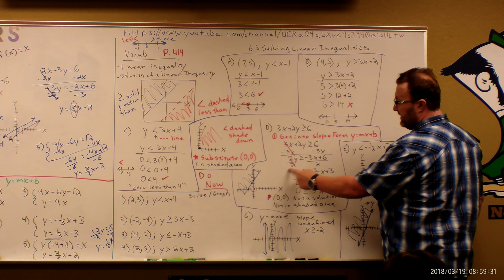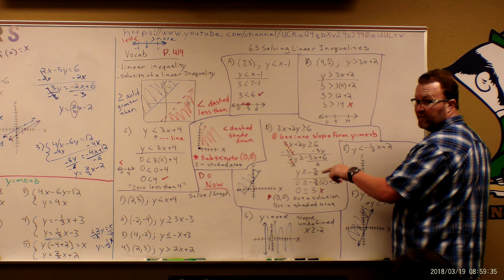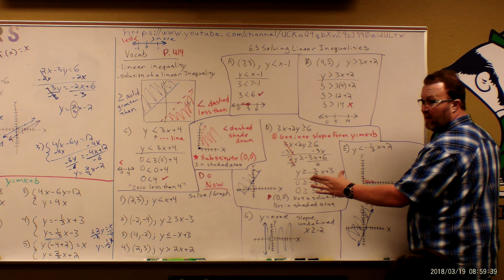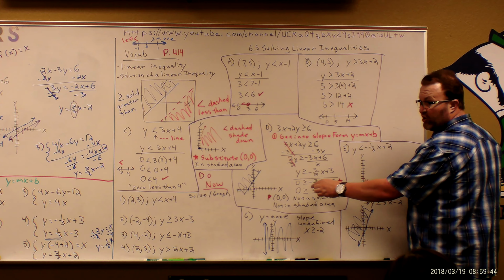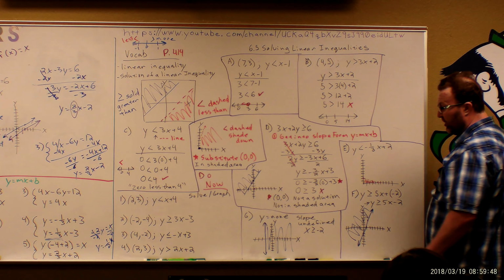Divide by 2 to get the y by itself. That leaves us a fraction, negative 3 over 2. We don't have to simplify that because it's a rise and run. 6 over 2 is 3. So now this is linear, right? So now what we're going to do is plug this information in, the 0, 0, because we don't have an ordered pair, and we're going to see if it's a solution.